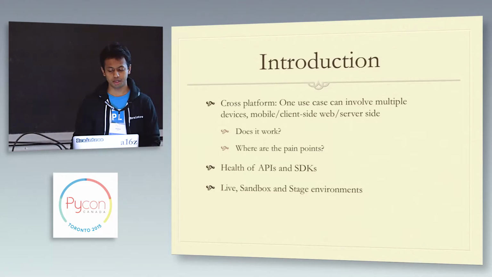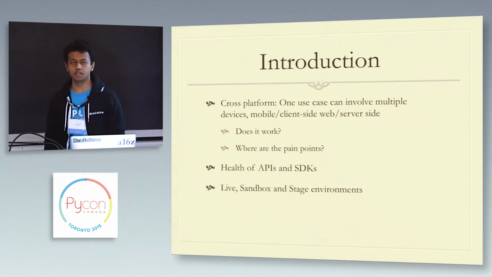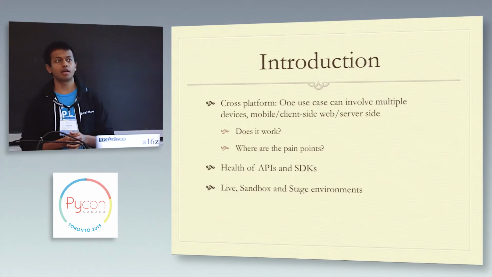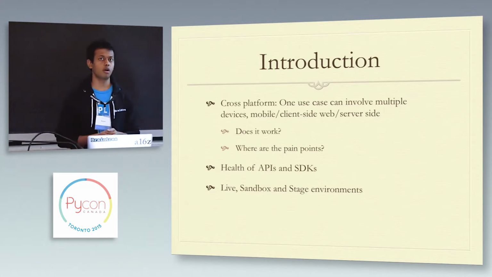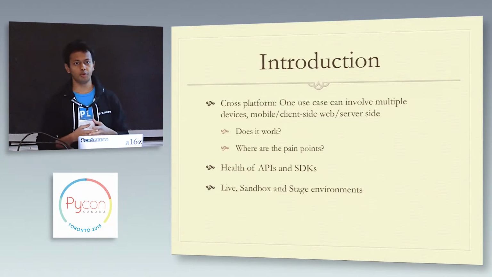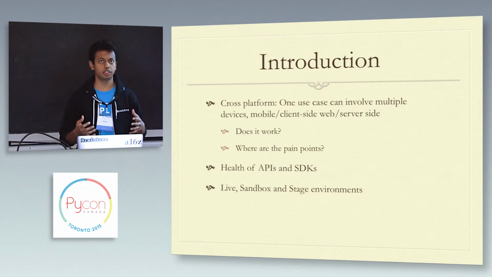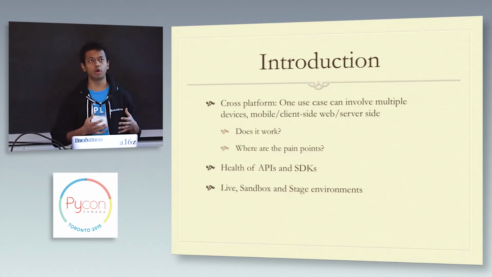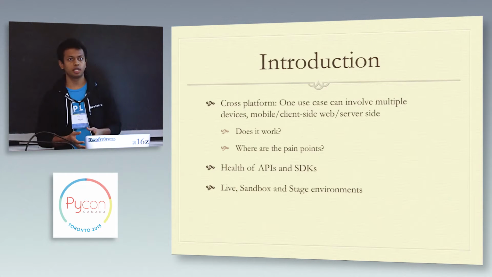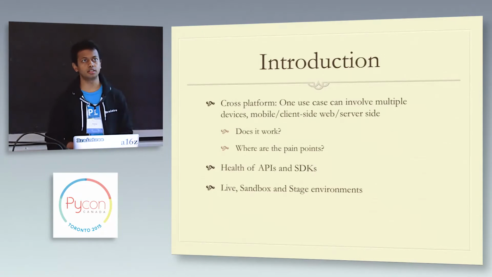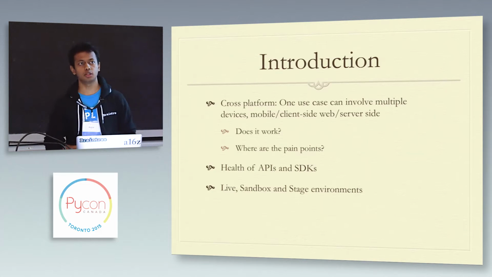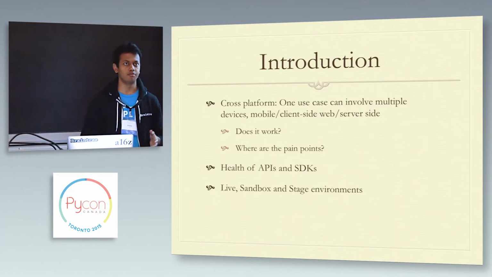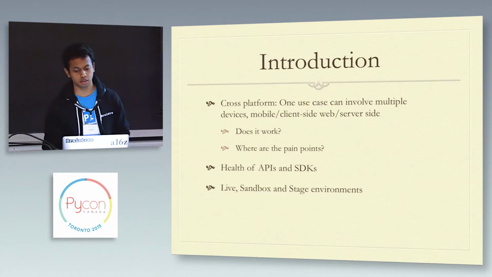All right, so a little bit of introduction. When I'm talking about reliability here, it's in context of, firstly, we need to know that the tools and use cases are working well, meaning the mobile component, the web component, and the server-side component all working well together. And we want to make sure that the health of our APIs and SDKs are good, and that that is across live, sandbox, and our development environments.